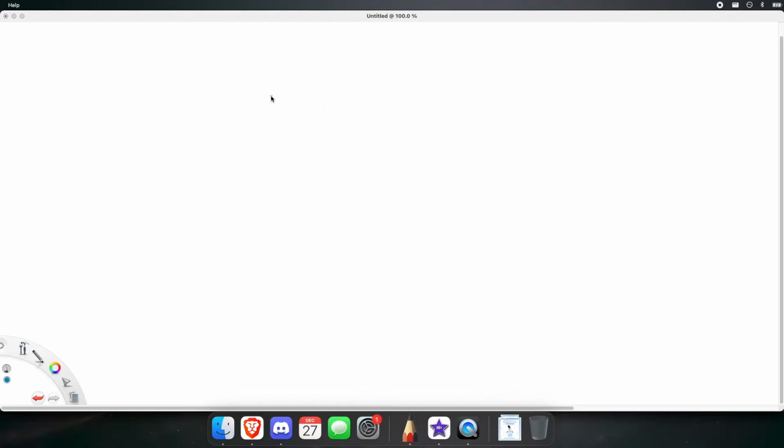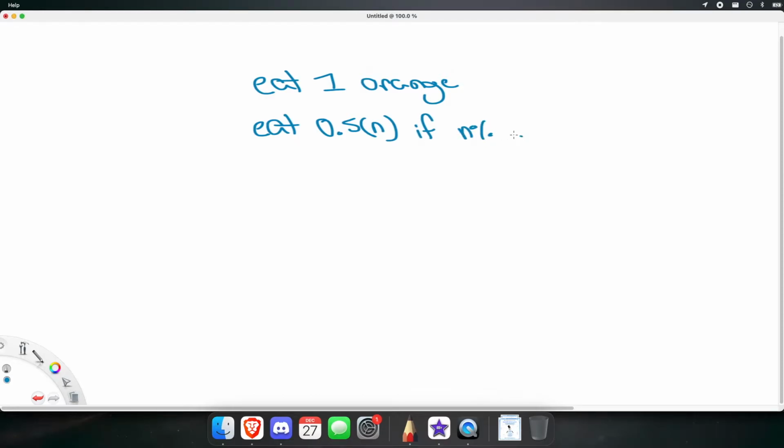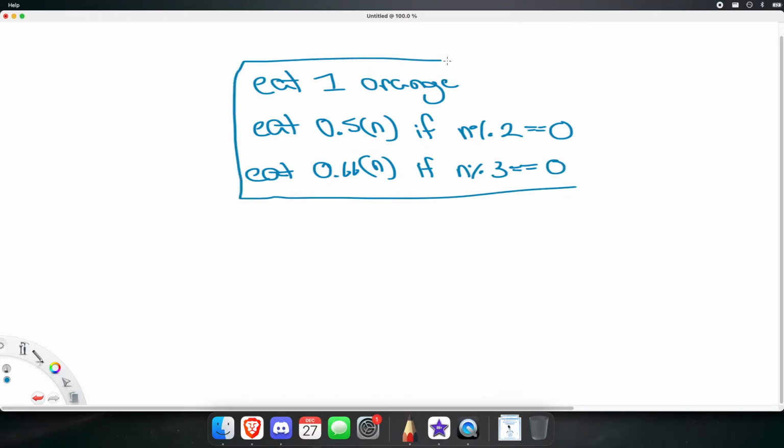First, let's agree that we can either eat one orange, else eat half of the oranges if n modulo 2 is equal to 0, or we can eat 2/3 of the oranges if n modulo 3 is equal to 0. So these are the options we can choose for every single day.